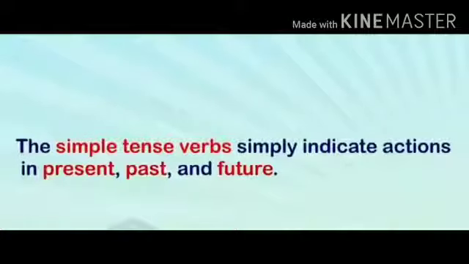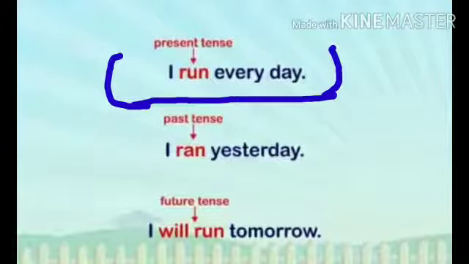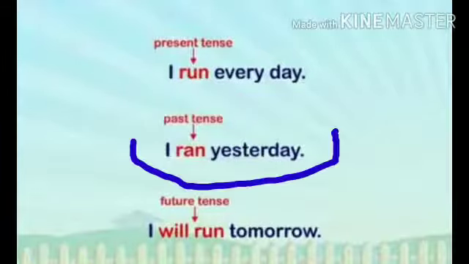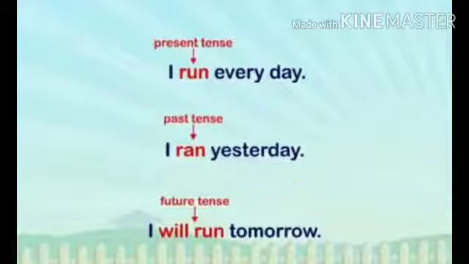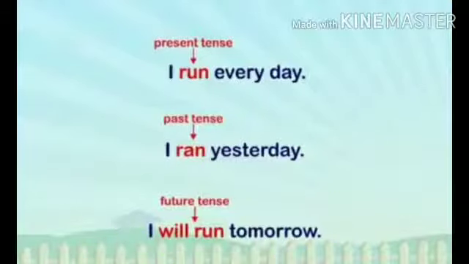The simple tense verbs simply indicate actions in present, past and future. Let us understand it with an example. Here it is written, I run every day. Now the sentence is in which tense? It is in present tense. The second, I ran yesterday. Now the sentence is written in which tense? It is written in past tense. Finally, I will run tomorrow. The sentence is written in future tense. So let us study one by one.